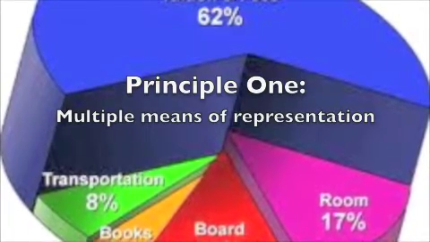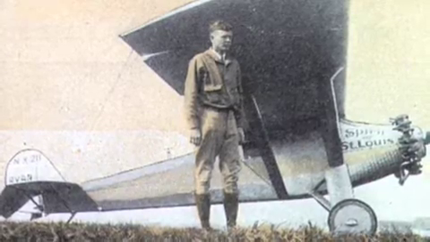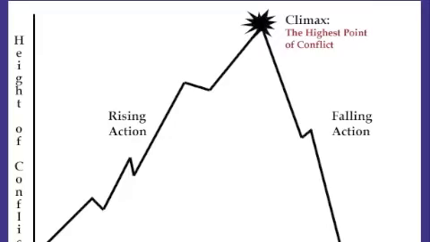Principle 1. Provide multiple means of representation. We need to provide our content in a variety of ways to ensure that it's perceivable by the various recognition networks of our students. Illustrations and concept maps are great tools for helping our visual learners understand information.